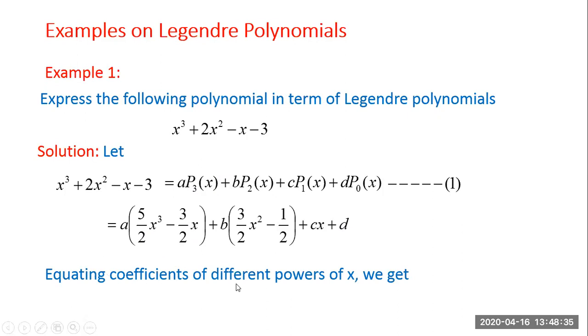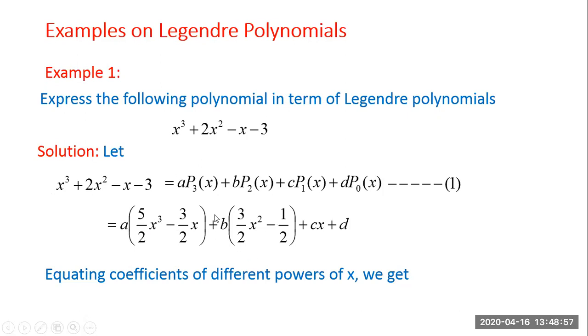Now equate the coefficients of different powers of x. Here the highest power of x in the right hand side is 3. Its coefficient is 5a by 2. And the coefficient of x cube in the left hand side is 1. So equate 5a by 2 with 1.